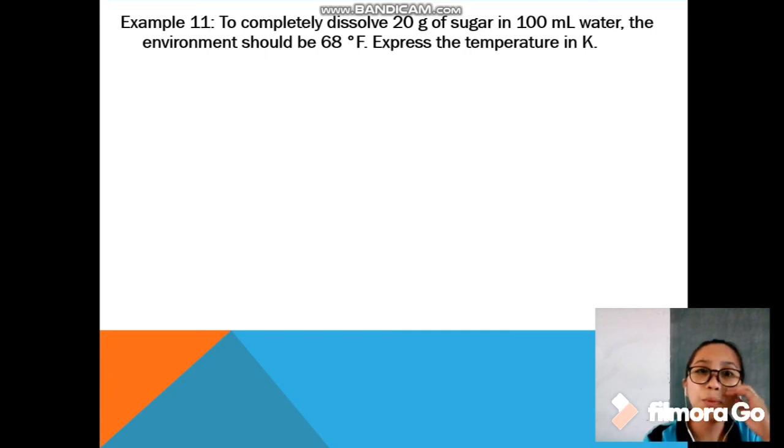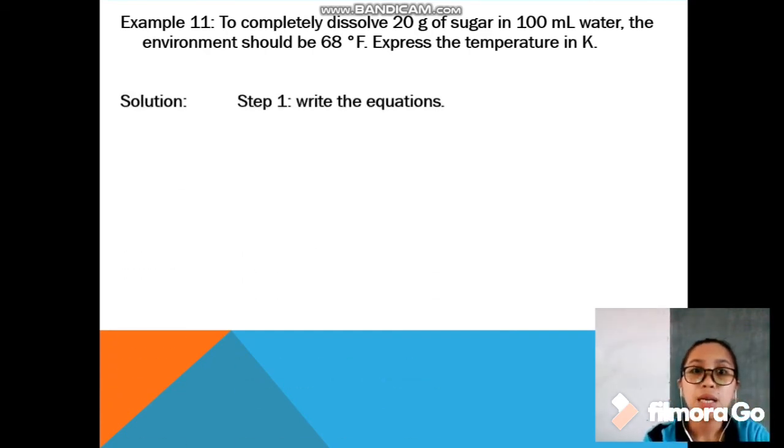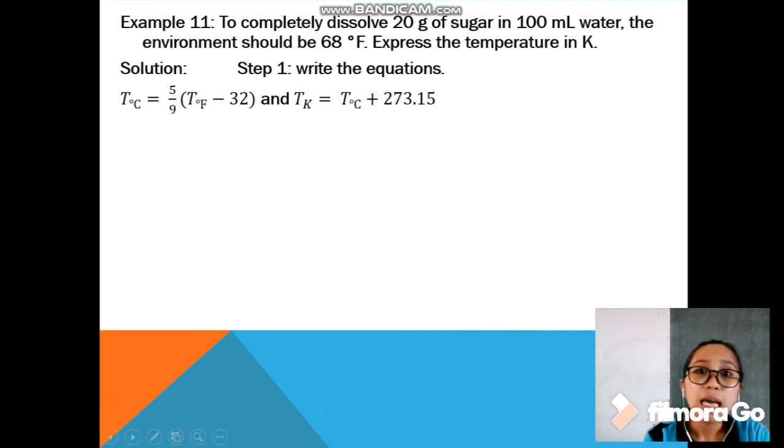Now, next example: we have to completely dissolve 20 grams of sugar in 100 milliliters of water. The environment should be 68 degree Fahrenheit. Express the temperature in Kelvin. So, simple, 68 degree Fahrenheit to be expressed in Kelvin. But since we have no direct conversion from degree Fahrenheit to Kelvin, we can go from Fahrenheit to Celsius and then Celsius to Kelvin. Okay, so write the equation. Convert this Fahrenheit first into Celsius, and then your answer in Celsius will be converted into Kelvin. This is a multi-step conversion, okay?